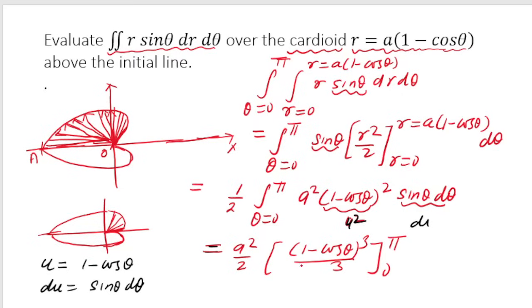In case you feel like you have not understood, try to solve it on your own. If I put the limit theta, this 3 is constant, so it will become a square by 6. Cos pi is minus 1, cos 0 is equal to 1. So 1 minus (minus 1) is 2, so 2 cube will be 8. And minus, if I put 0, cos 0 is equal to 1, so 1 minus 1 is equal to 0. So a square by 6 times 8 minus 0. So I got 8 by 6, that is 4 by 3, and then that is a square.